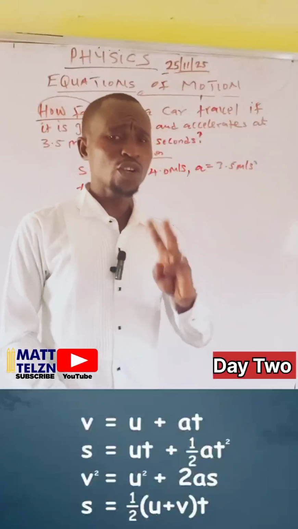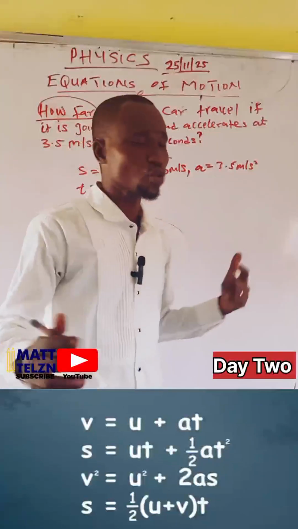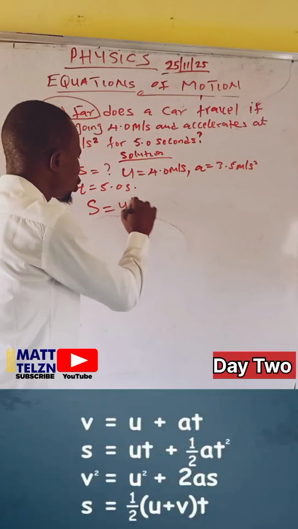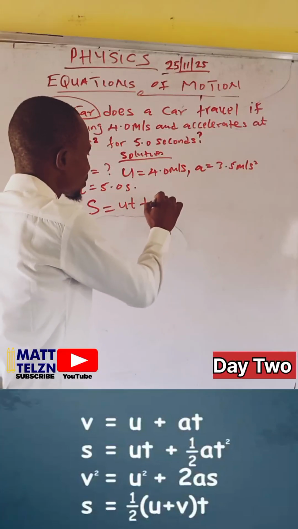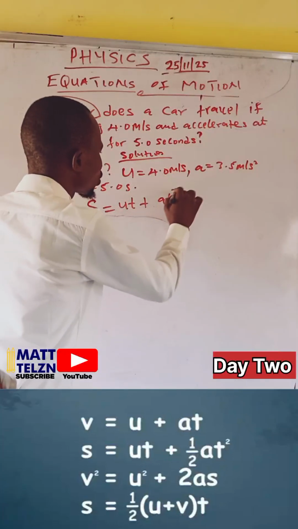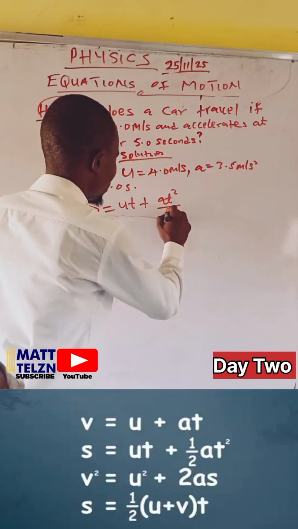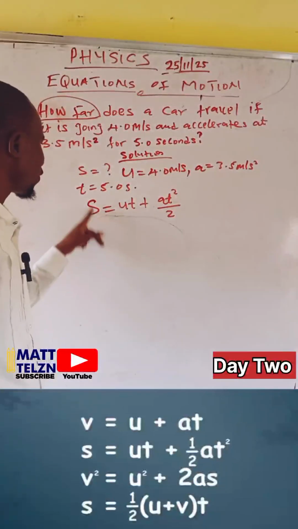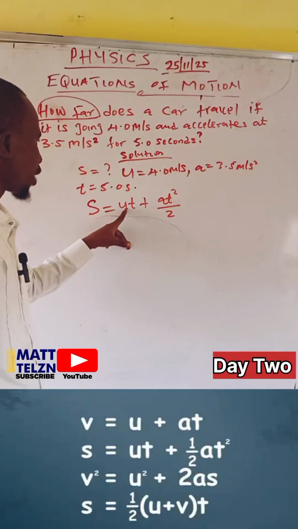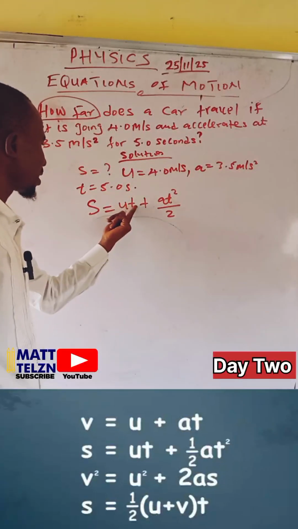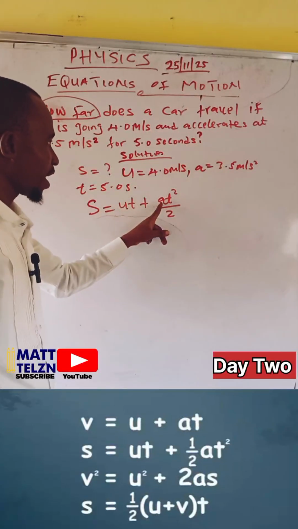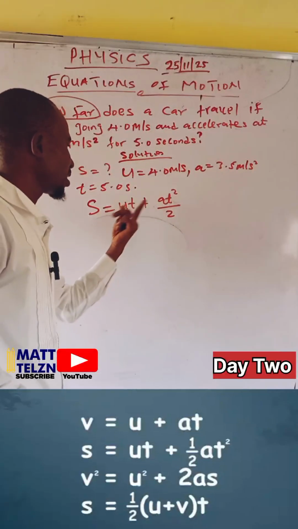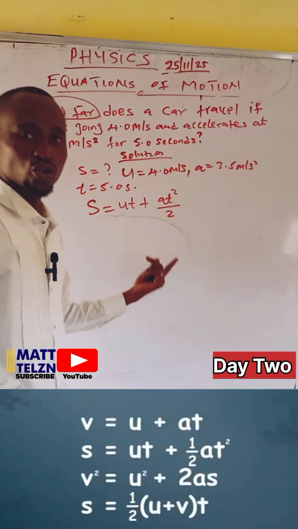If you look at the four equations, you notice that equation 2, which is what? Distance is equal to ut plus at squared over 2. This is the equation because they asked me for distance. Now I know my u as this, I know my t as 5, I know my a as 3.5, and my t still the same one, divided by 2, right?